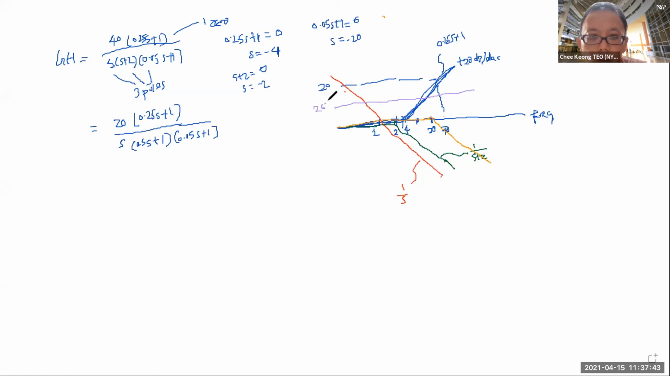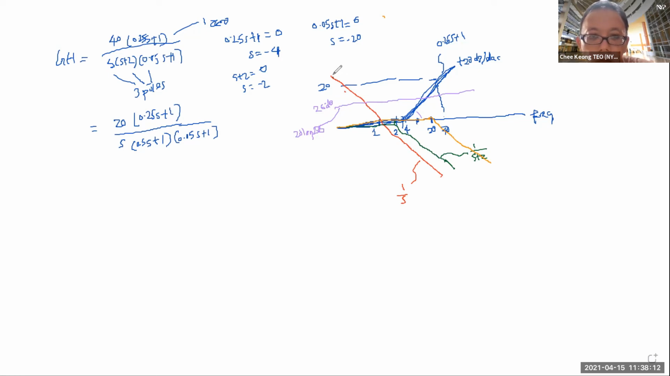26 dB. This is your K. And this is your 20 log 20. So basically, that's your gain plot for all the asymptotes. Then the final gain you need to put in is how to sum all these things up. Now, of course, the way I do it is I don't like to sum the shift together. So let me do this.